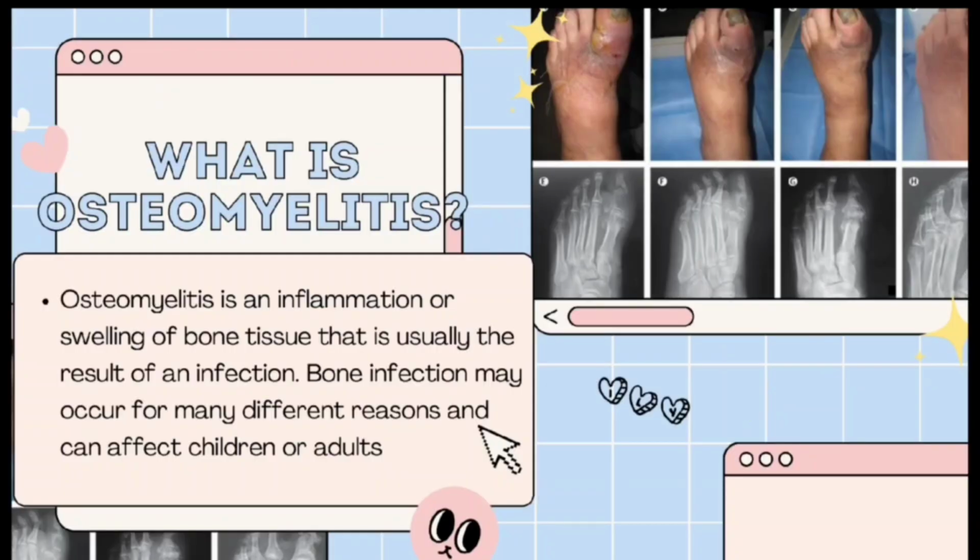What is osteomyelitis? Osteomyelitis is an inflammation or swelling of bone tissue that is usually the result of an infection. Bone infection may occur for many different reasons and can affect children or adults. It is more common in younger children, 5 and under, but can happen at any age. Boys are usually more affected than girls.